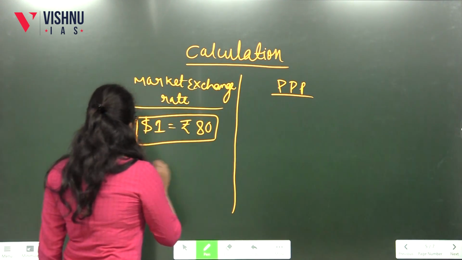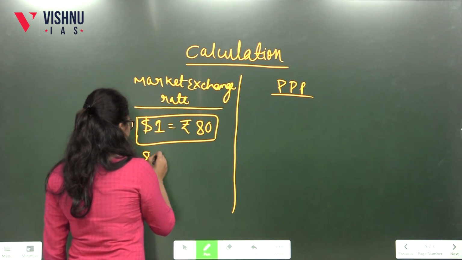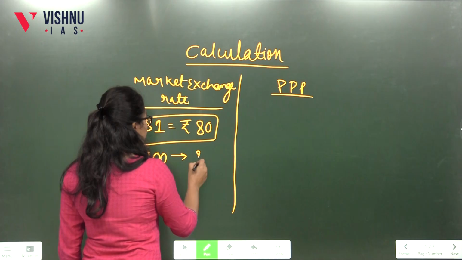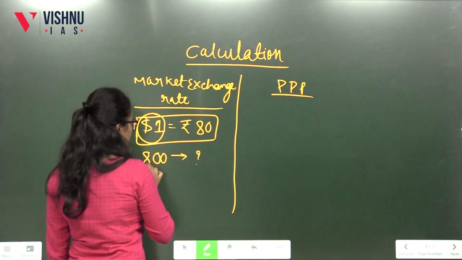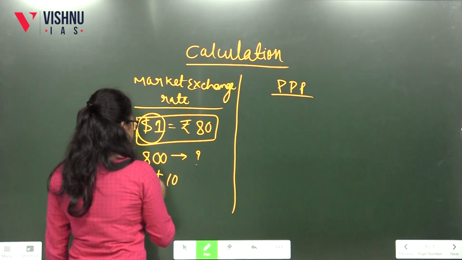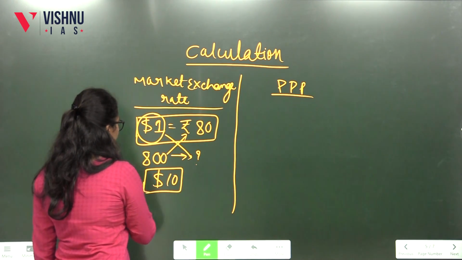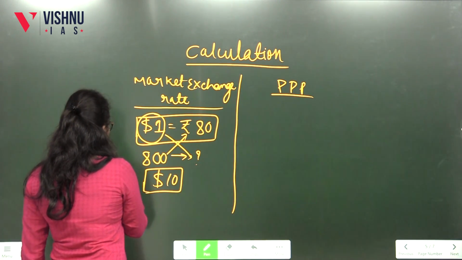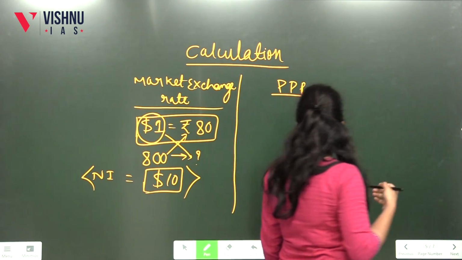For example, say the Indian national income is 800 rupees. To calculate the same in dollars, we divide by the exchange rate, and it will become $10. So the national income of the country will become $10. Now let us see the same thing in terms of purchasing power parity.